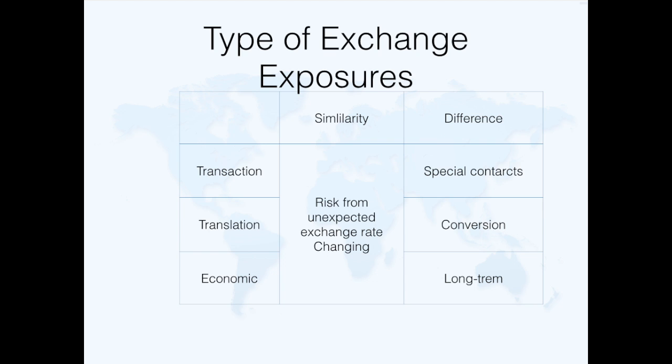They are transaction exposure, translation exposure, and economic exposure. All these exposures are related to the risk from unexpected exchange rate changes. Transaction exposure is majorly focused on special contracts in the long run, translation exposure is related to the revenue convention, and economic exposure is majorly focused on the long-term impact.